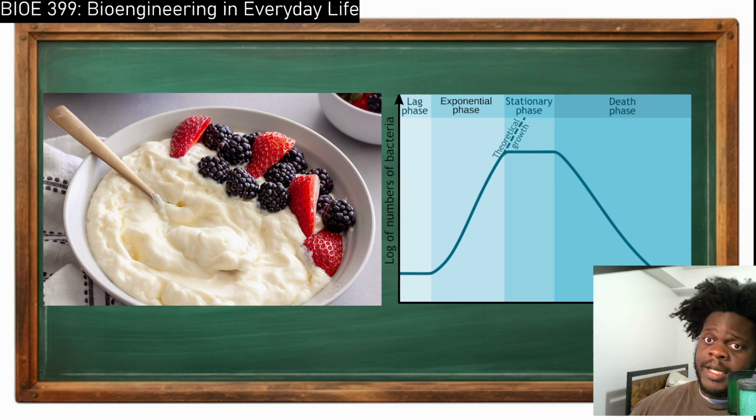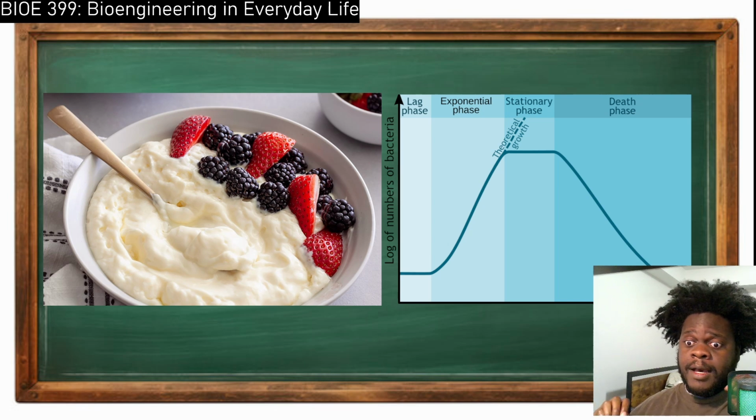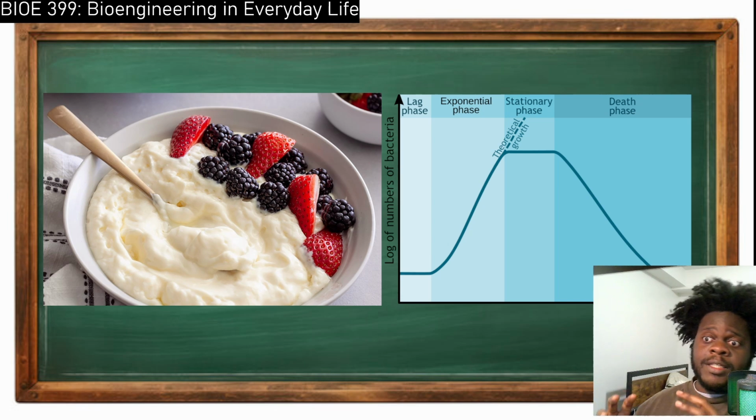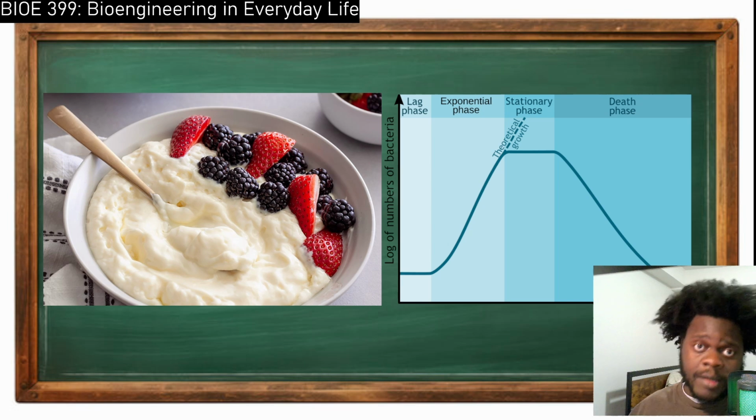But eventually, you're going to reach something called the carrying capacity. That's essentially the capacity at which your system, in this case the yogurt or the milk, can sustain a certain number of bacteria, and no more. If it goes over that, then the bacteria will start to compete for resources, and they all start to starve. And then you reach that next phase, which is the death phase, where the bacteria start to die off.